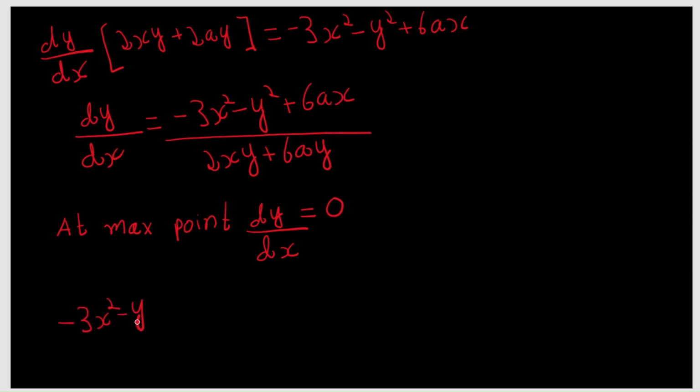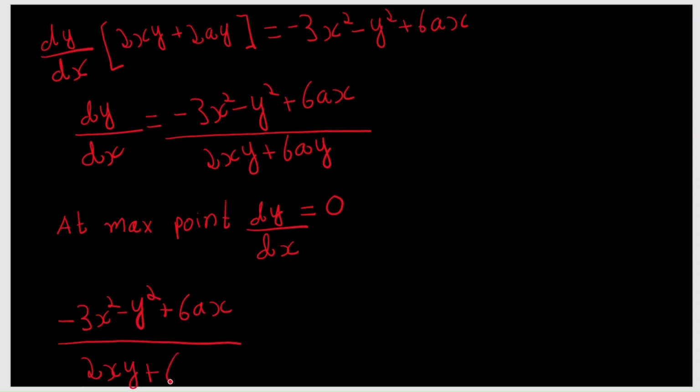minus 3x square minus y square plus 6x over 2xy plus 6ay is equal to 0. We multiply both sides by 2xy plus 6ay, which is going to get cancelled, and we're left with only minus 3x square minus y square plus 6ax is equal to 0.